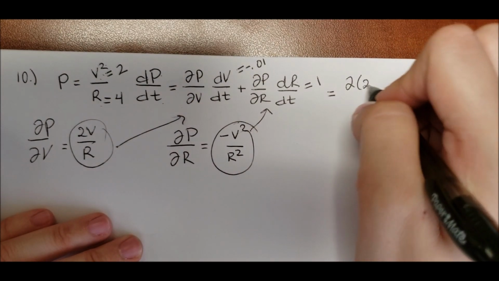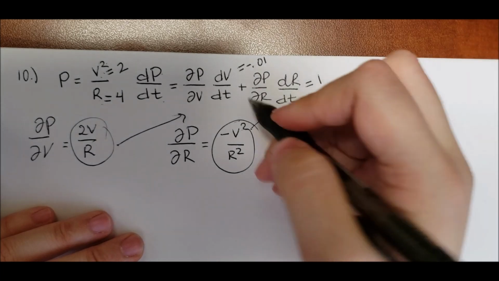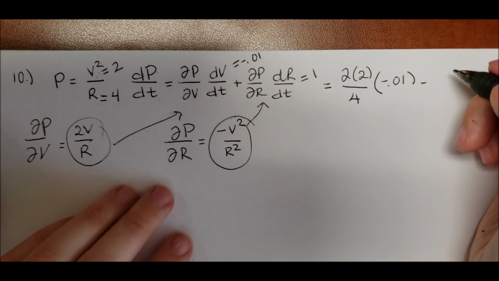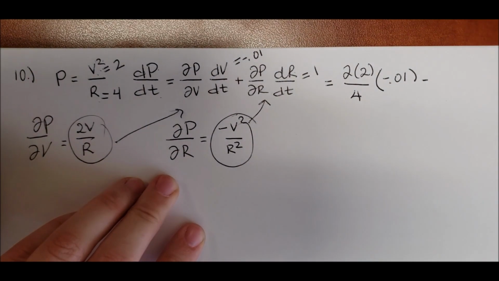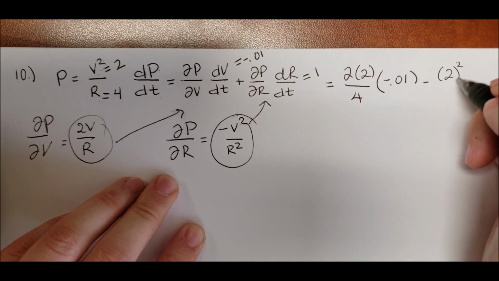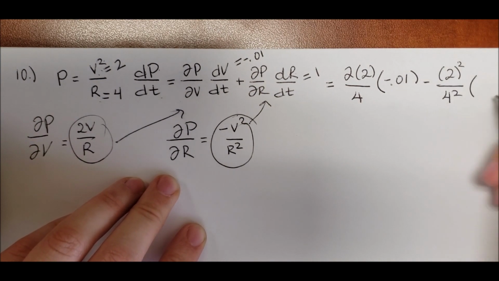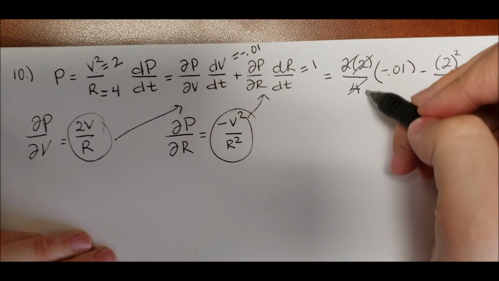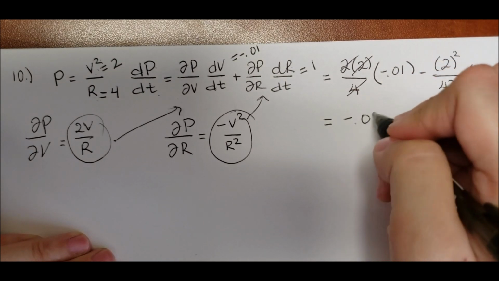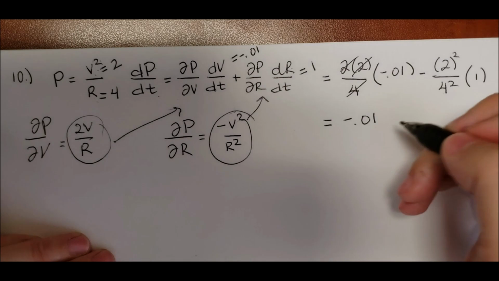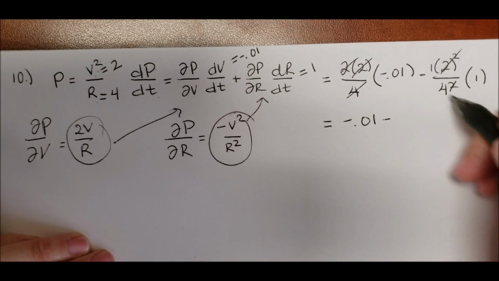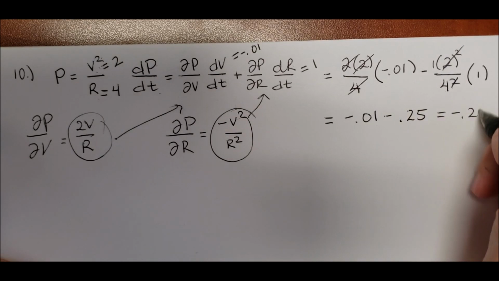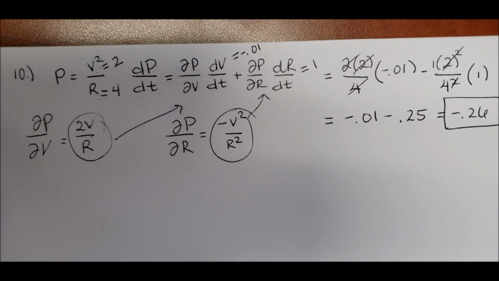That's going to be 2 times 2 over 4 times negative 0.01 minus, that's negative, v squared, that's 2 squared over 4 squared times 1. So that's negative 0.01. That is 1/4 times 1, so that's 0.25. That's negative 0.26, which is A.